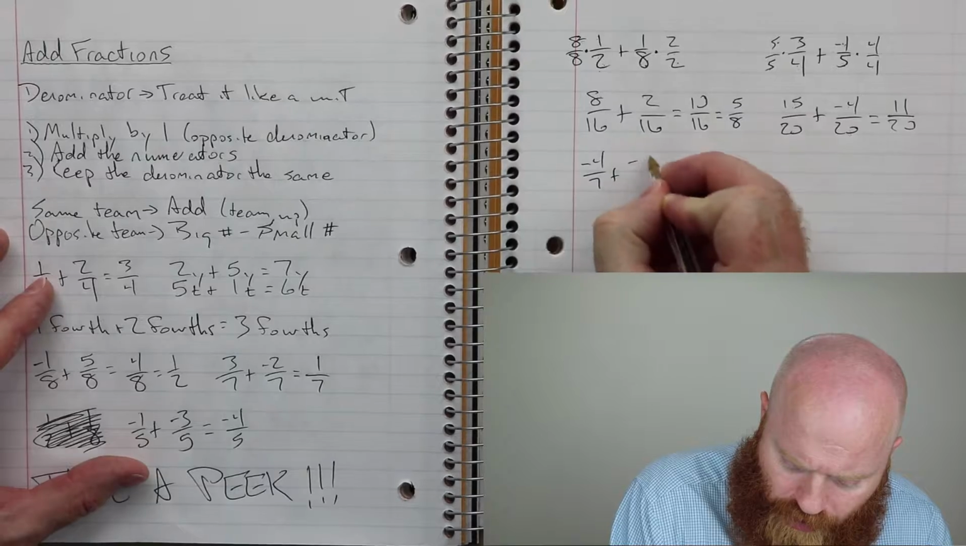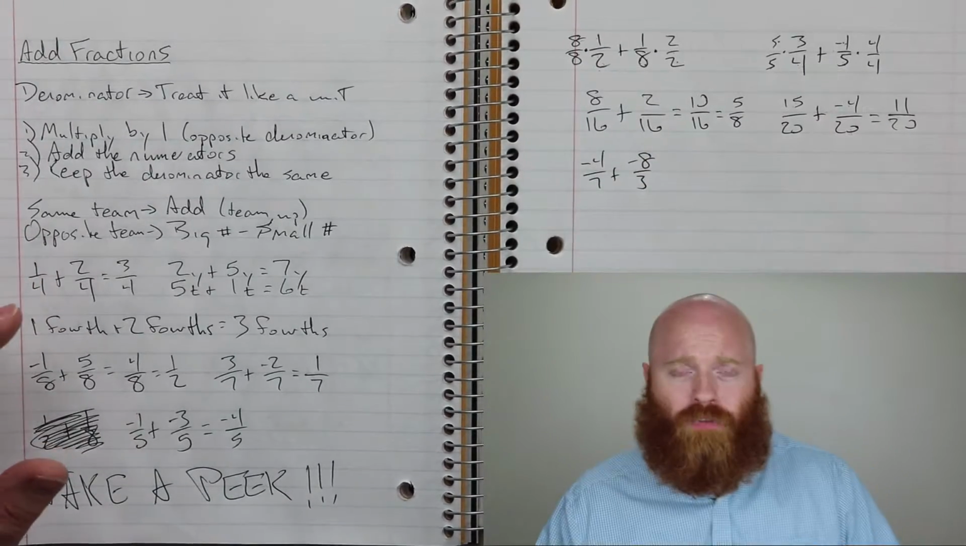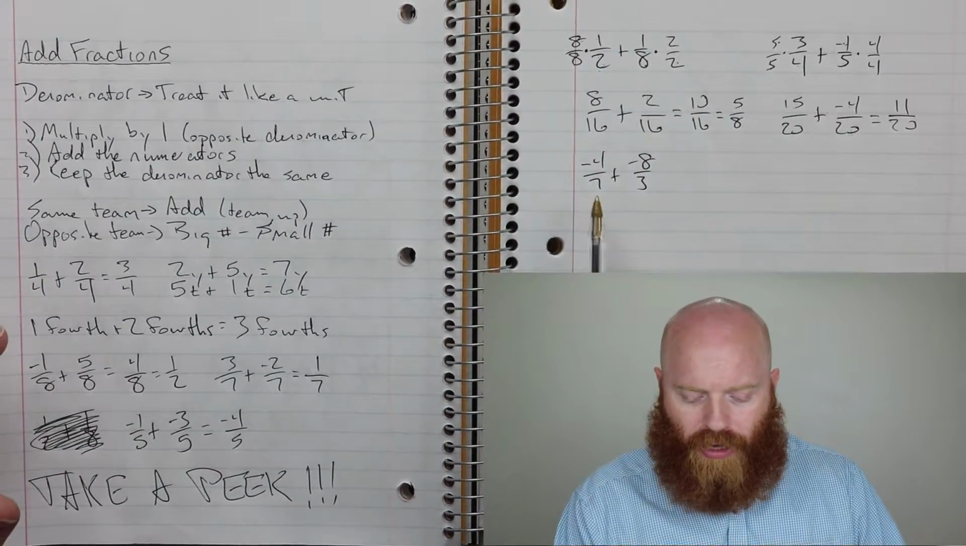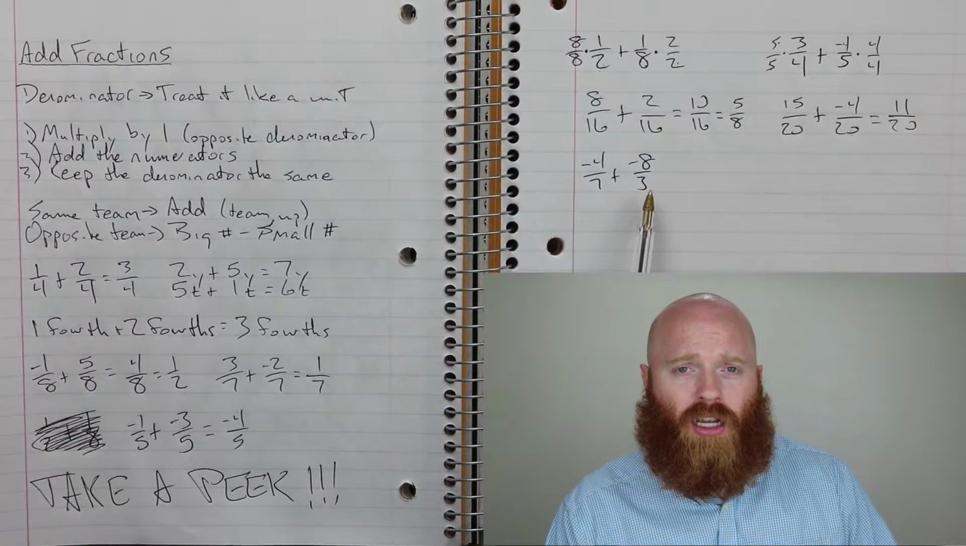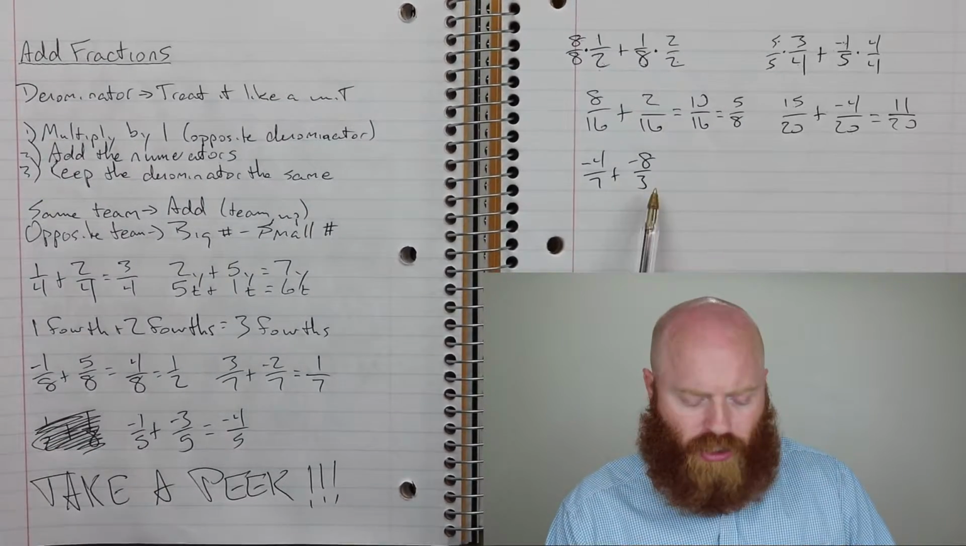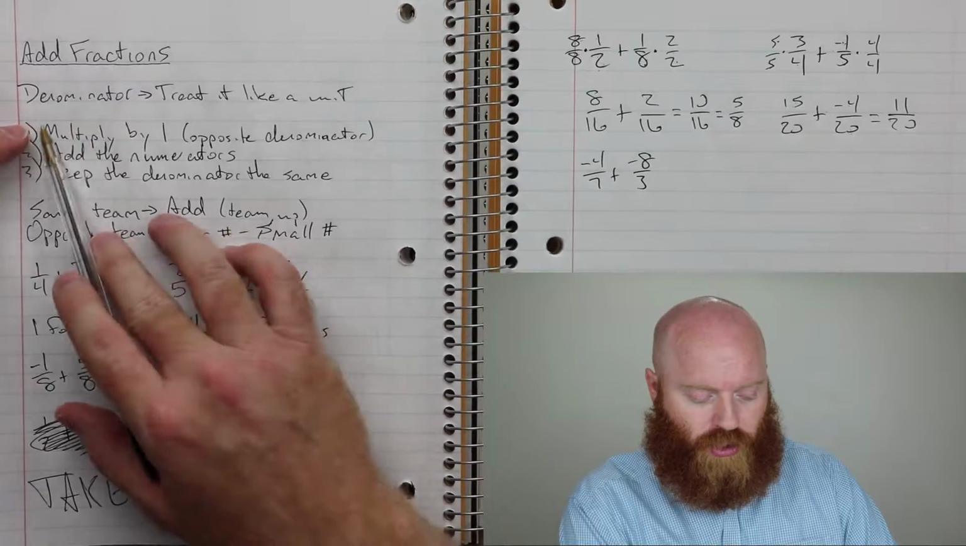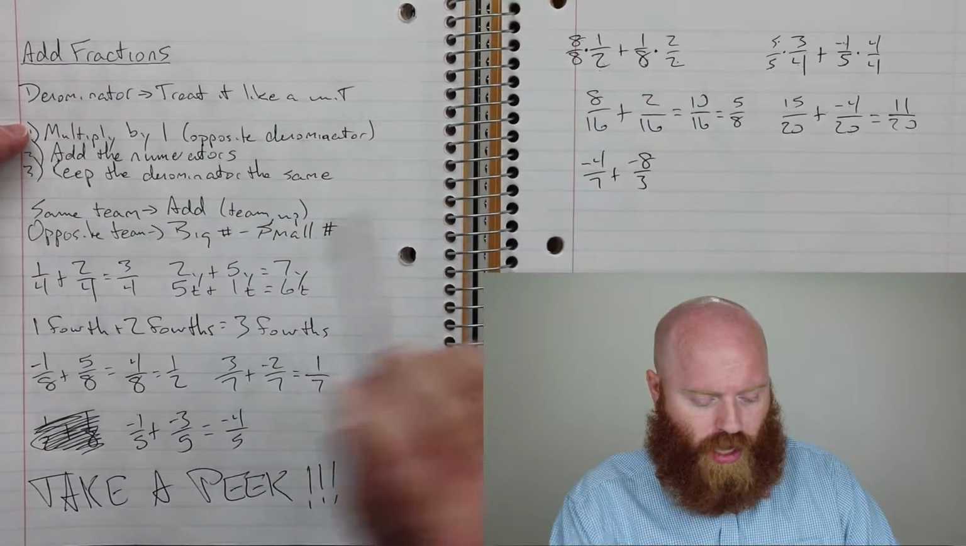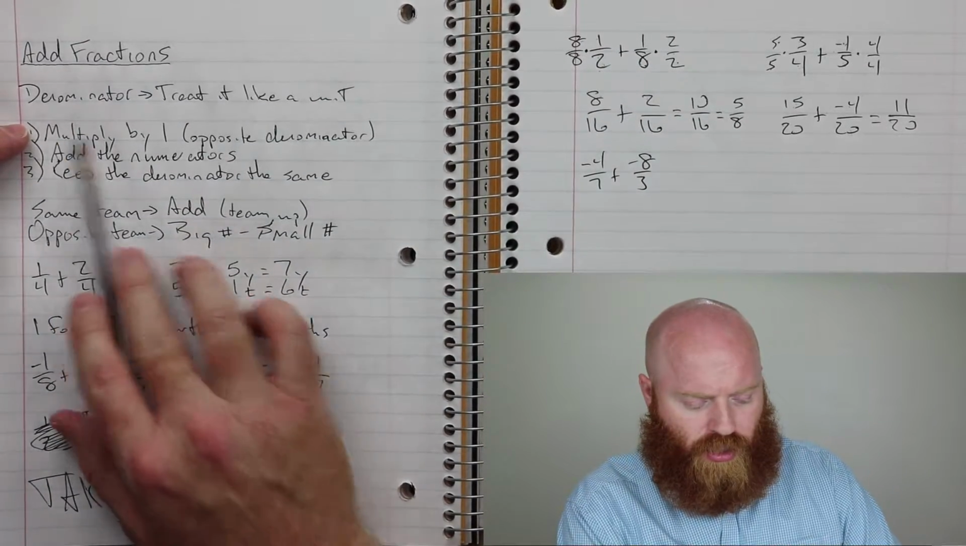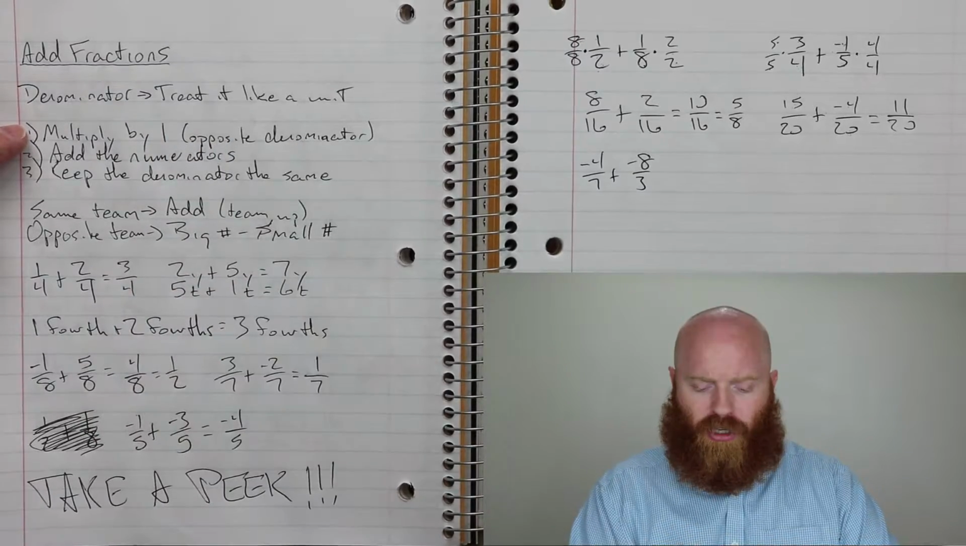-4 sevenths plus -8 thirds. I have uncommon denominators or unlike denominators. They don't look like each other. So that's what I told you. We'll start using step 1 now. Step 1 is when your denominators are not the same. That's when we got to use step 1. Multiply by 1 using the opposite denominator.